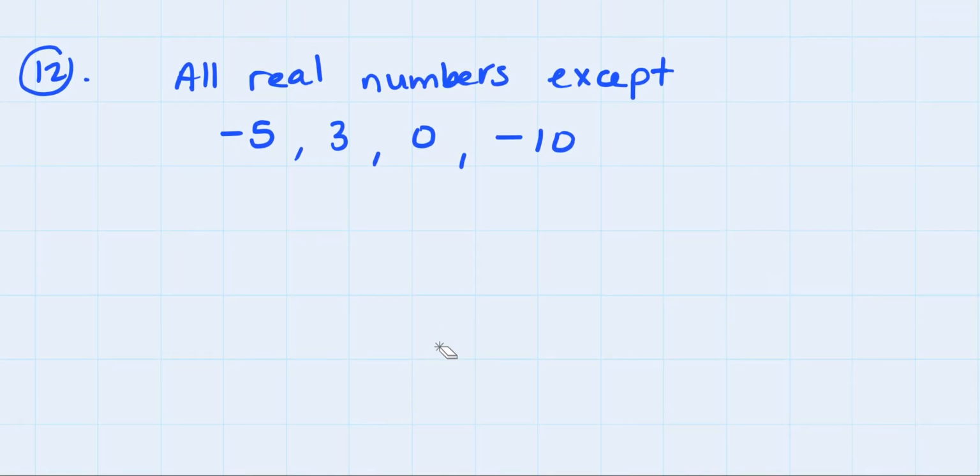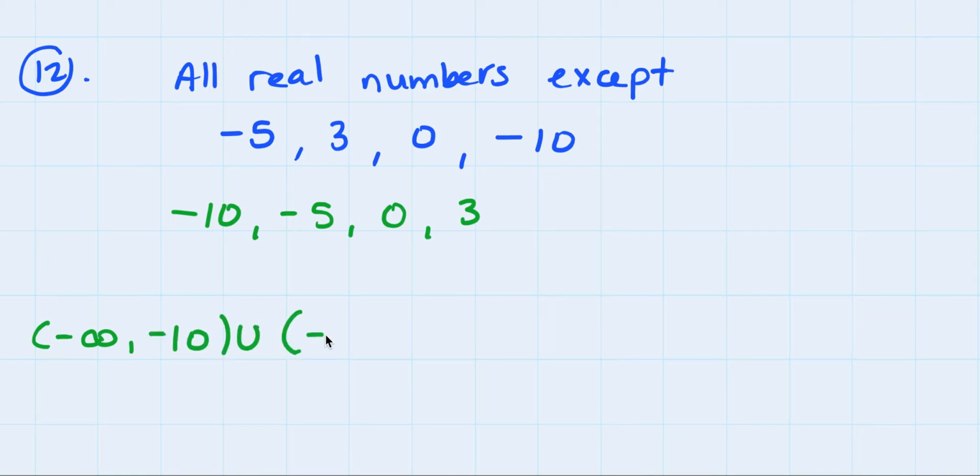Okay, let's see if you can do this. Pause the video and see if you can write all real numbers except negative 5, 3, 0, and negative 10. I'm going to put these numbers from smallest to biggest. So negative 10, negative 5, 0, 3. I'm going to start with negative infinity. I'm going to go up to the smallest number I have to take out, which is negative 10.